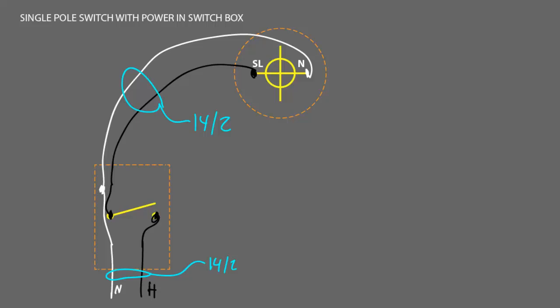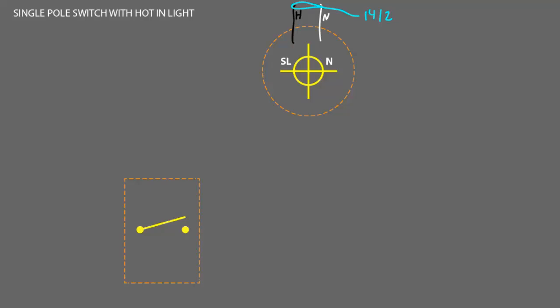Let's look at our next scenario. All right, in this one we have a single pole switch with the hot in the light. Now, this one's a little bit more difficult, but I believe all of you guys could do this one. So we know that we have a 14-2 Romex is all we need to go down to our switch, because really all our switch is doing is switching the hot.